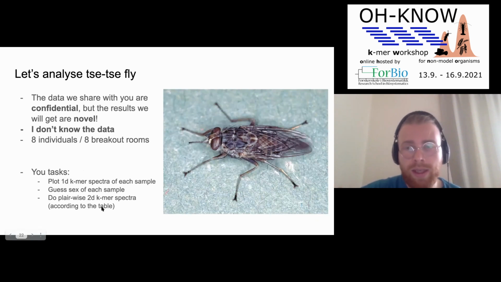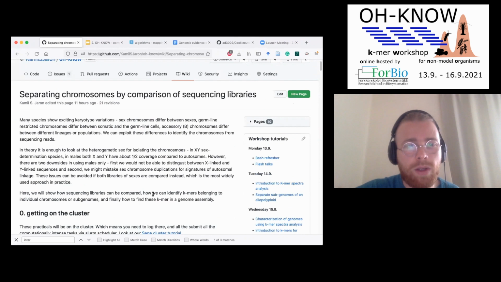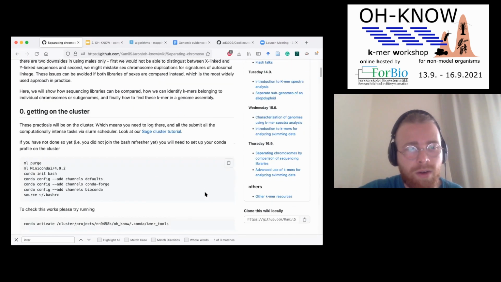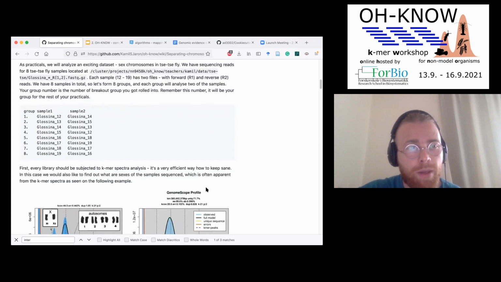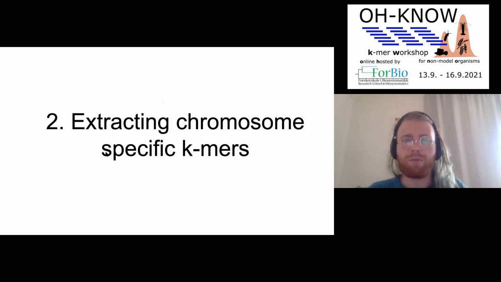Then we will collect the data in a table together. The tutorial today is very verbose. It was the first tutorial I wrote, so it explains everything on its own. You don't have to pay that much attention to the smaller text; I try to highlight the important bits. Afterwards, we would like to define coverage ranges from which we extract the specific k-mers, like the chromosome-specific k-mers.